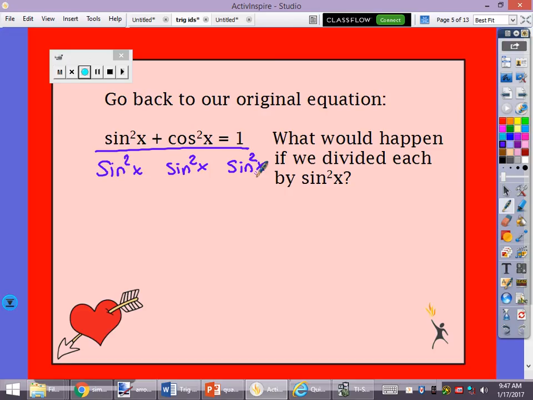All right, what's sine squared divided by sine squared? 1. What is cosine squared divided by sine squared? Cotangent squared. Well, you just told me a minute ago that sine over cosine was tangent, so if I do the reciprocal, it is cotangent. And what is 1 over sine squared? This means the reciprocal of sine. What's the reciprocal of sine? Cosecant. Okay? You now have come up with equation number 4.